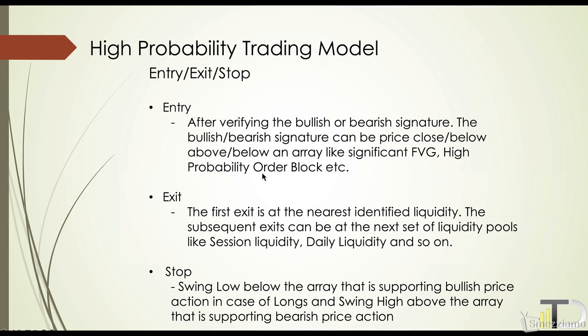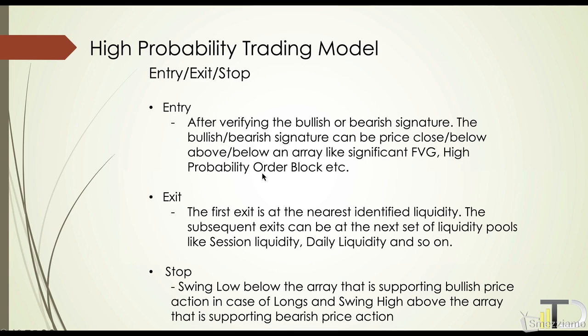Similarly, the exit would be at the nearest identified liquidity. As I talked about, there's always a low hanging fruit, and typically in my trading style, what I would suggest is always have multiple contracts. Now if you're trading with minis, have multiple minis. If you're trading with micros, have multiple micros, right? It doesn't really matter, but having that flexibility always helps in the trading. So the first exit always has to be the lowest hanging fruit, which is the nearest identified liquidity point, and then the subsequent exits can be whatever liquidity pools you've identified later. It could be a session one, it could be a daily liquidity or whatever, right?